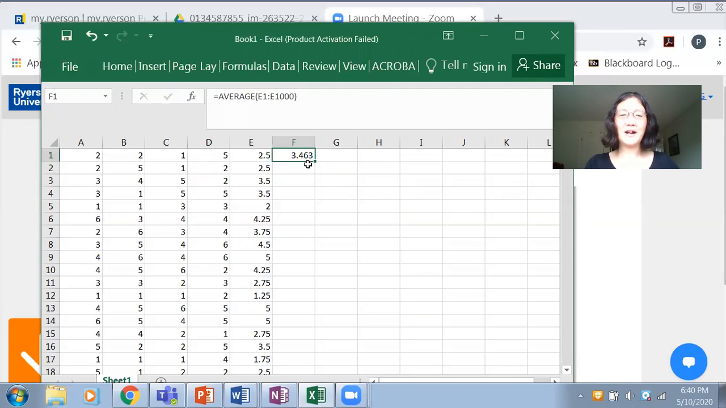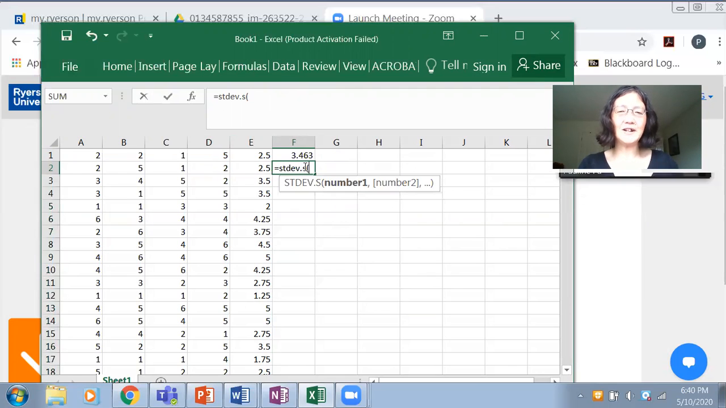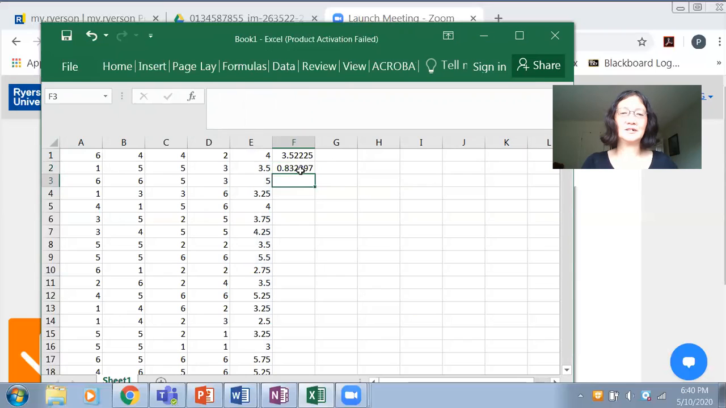So this is on one hand. On another hand, you calculate the standard deviation of those 1,000 numbers in column E. You can consider those a sample. Sample standard deviation is from E1 to E1000.